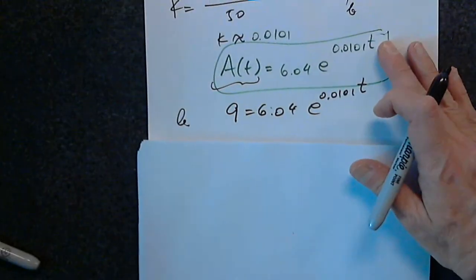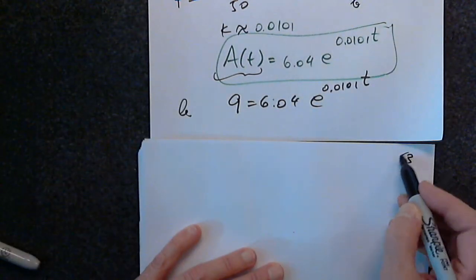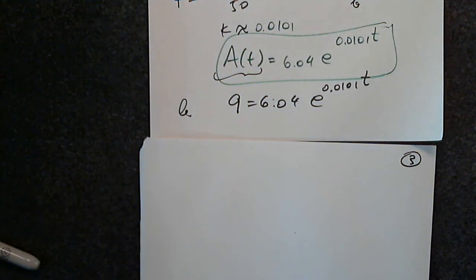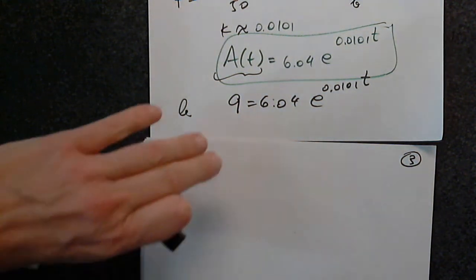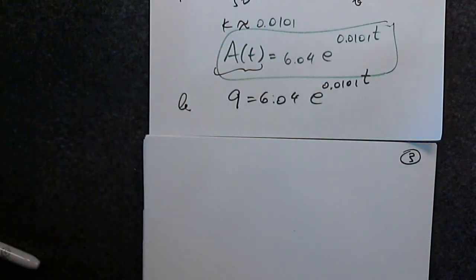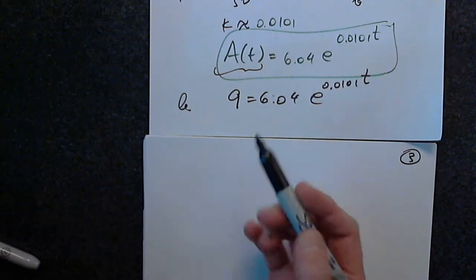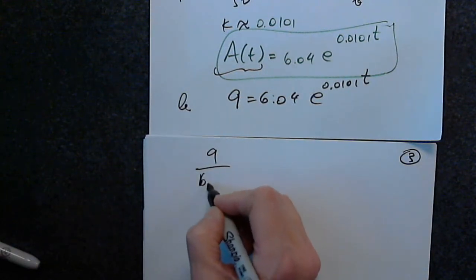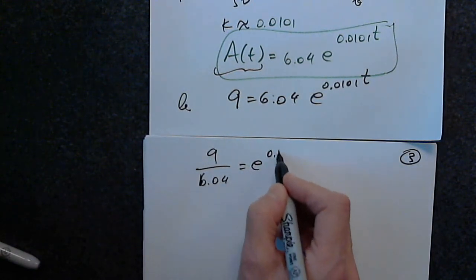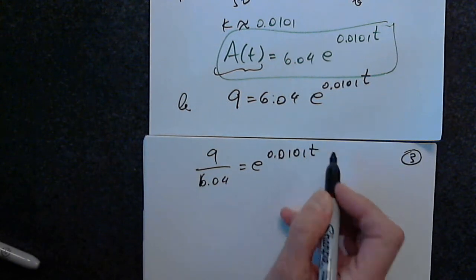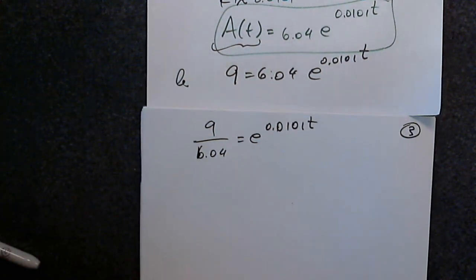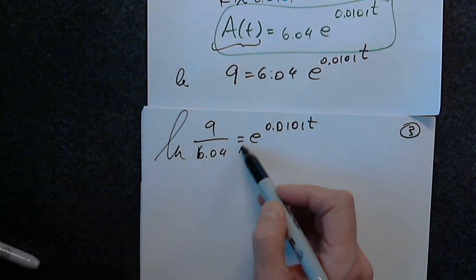I ask myself what type of equation it is. I'm asking myself, can I simplify it? Can I clean it up? And the answer is yes, it is exponential. It's not entirely cleaned up. So I will divide by the same steps we just performed. 0.0101t. And the same thing, we apply natural log to both sides.